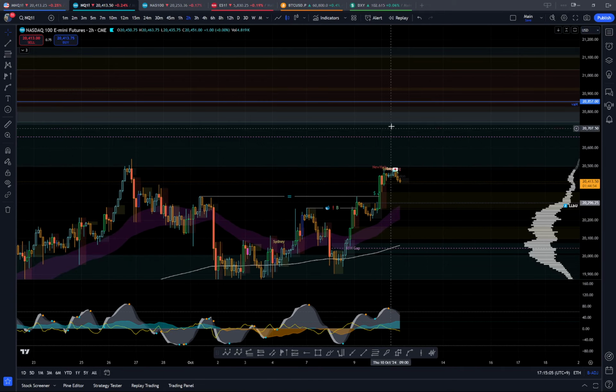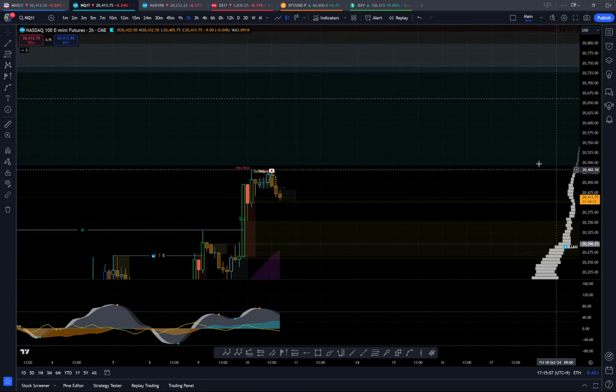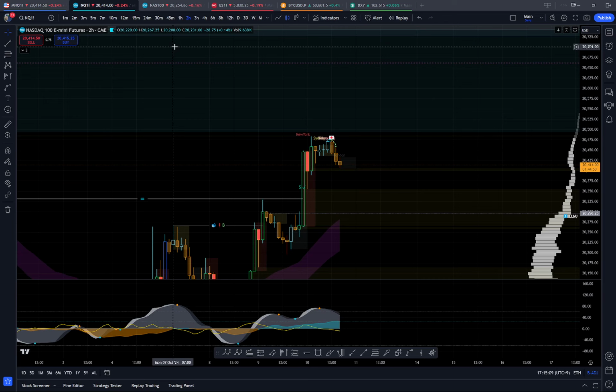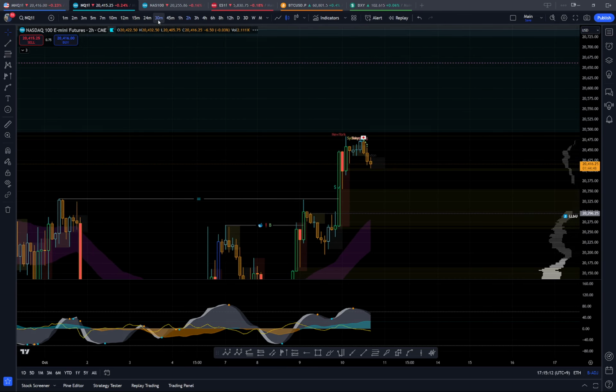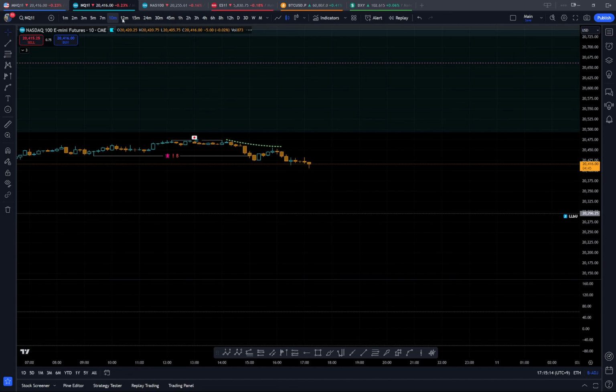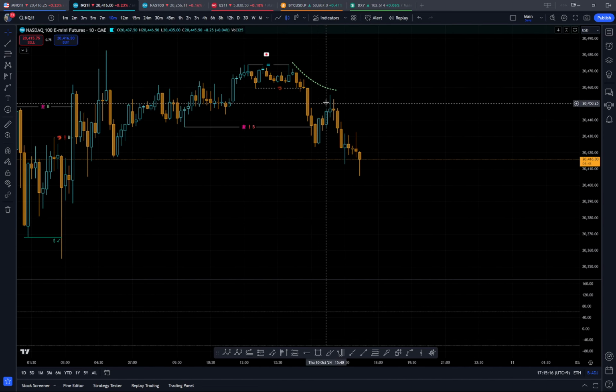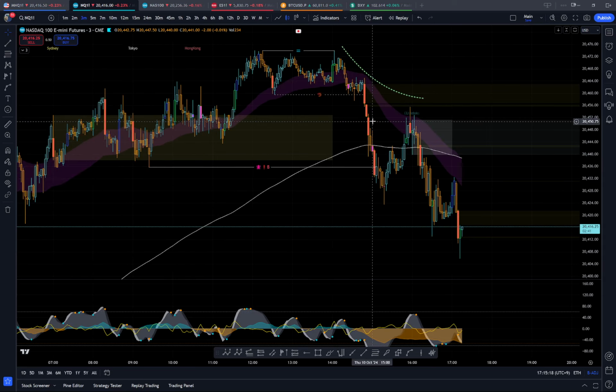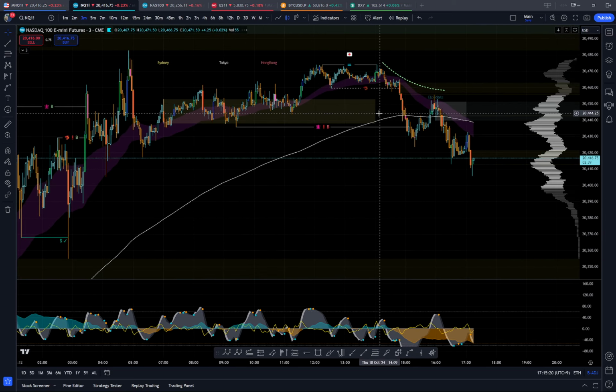So the market feels like it wants to come up into here. Whether that happens today or tomorrow or Monday, I don't know. But it's definitely a bit tricky to understand exactly where they want to go and when. But let's just make a case for today.